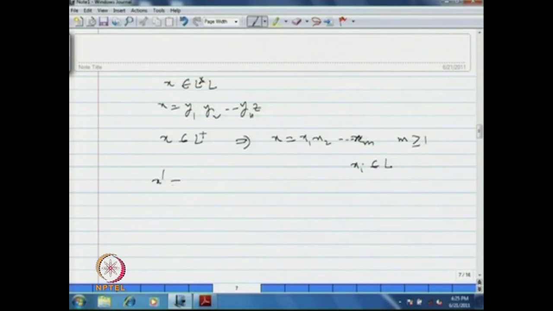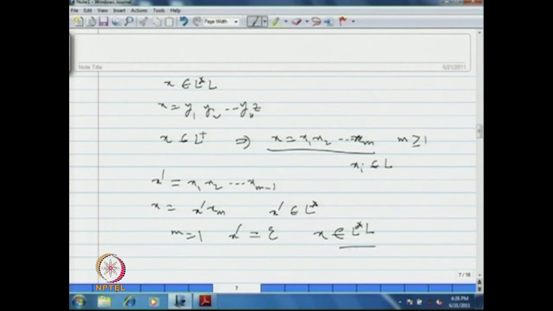Now, let us write x as x1, x2 up to xm minus 1, so that we can write x as x dash xm. Here, note that x dash belongs to L star by definition, particularly when m equals 1. If m equals 1, then x dash equals epsilon, because there is no string. Thus, x belongs to L star L. Therefore, L plus is equal to L star L. So, this is a proof for the property.